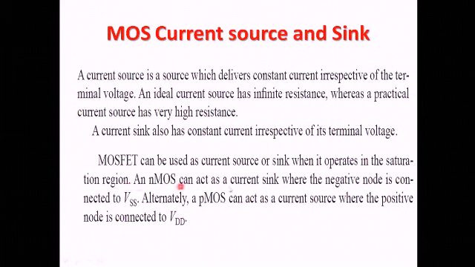An NMOS can act as a current sink when the negative node is connected to VSS. Alternatively, a PMOS can act as a current source when the positive node is connected to VDD. This is very important, these two lines: an NMOS can act as a current sink and a PMOS can act as a current source. And these are the conditions: the negative node connected to VSS for NMOS, and the positive node connected to VDD for PMOS.